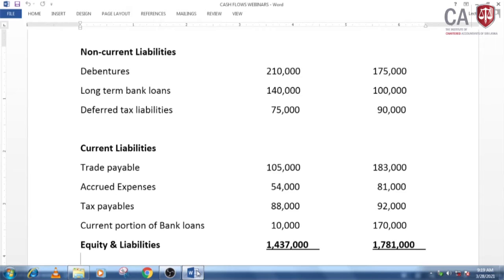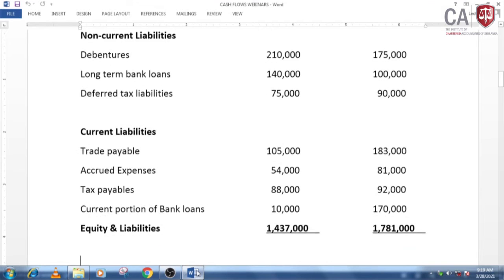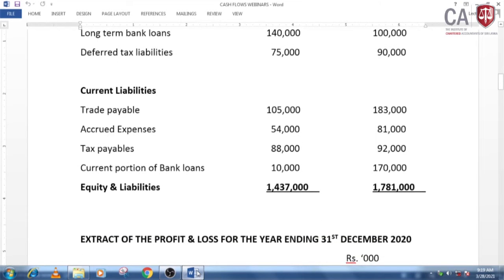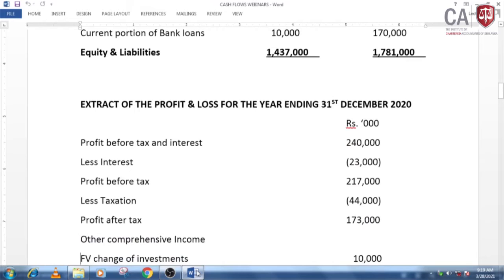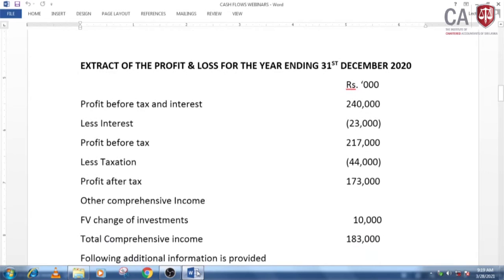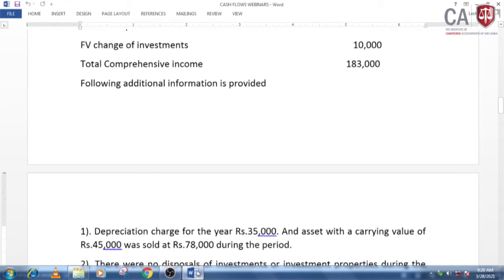170,000. Extracts of the profit and loss for the year ending 31st December 2020. Profit before tax and interest 240,000, interest 23,000, profit before tax 217,000, taxation 44,000, profit after tax 173,000. Other comprehensive income, fair value change of investments 10,000, total comprehensive income is 183,000.